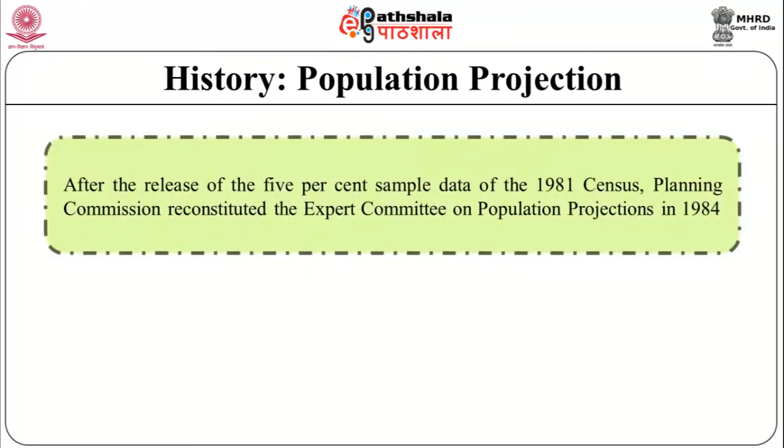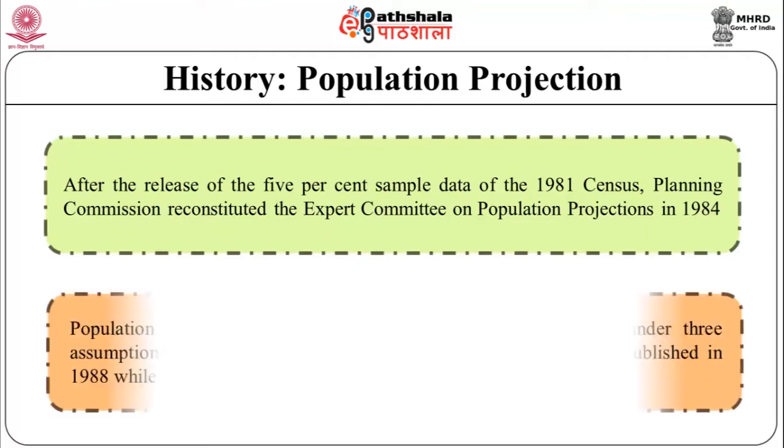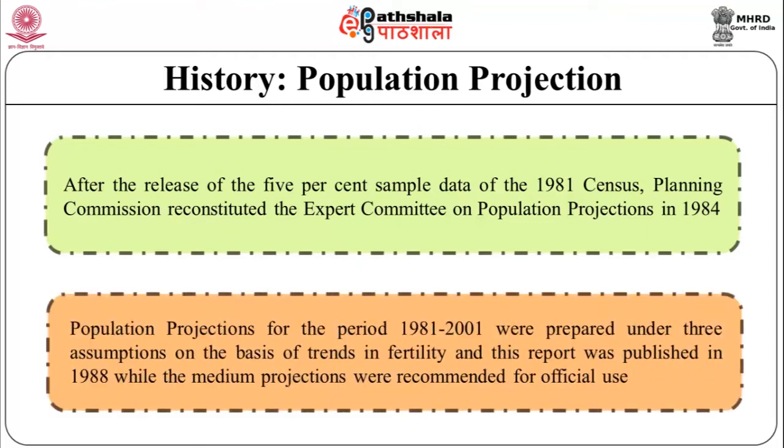Now, after the release of the 5% sample data of the 1981 census, the Planning Commission reconstituted the Expert Committee on Population Projections in 1984. Population projections for the period 1981 to 2001 were prepared under three assumptions on the basis of trends in fertility. Now, this report was published in 1988 and the medium projections were recommended for official use.